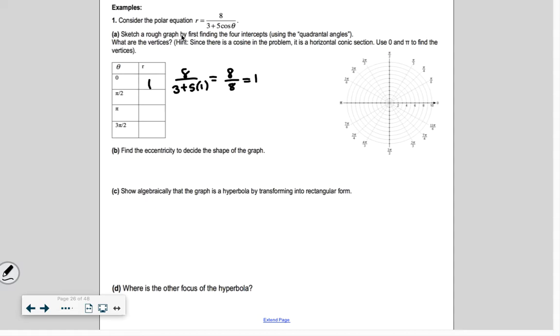All right, how about pi over 2? Well, then I get 8 over 3 plus, and cosine of pi over 2 is 0, so 8 over 3. How about pi? I get 8 over 3 minus 5, which is 8 over negative 2. What is 8 over negative 2? Negative 4. And then 3 pi over 2, that's cosine of 0 again, so we're back at 8 over 3.